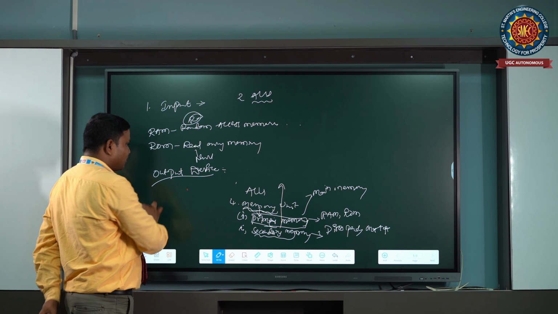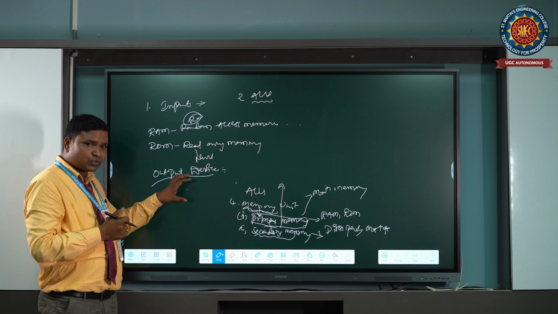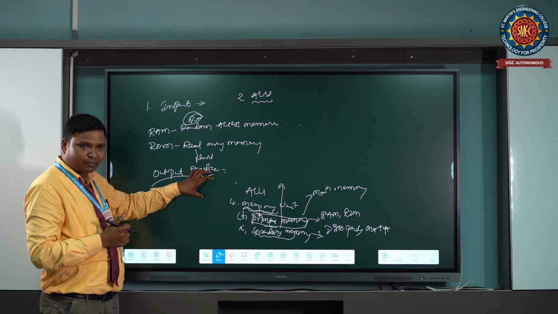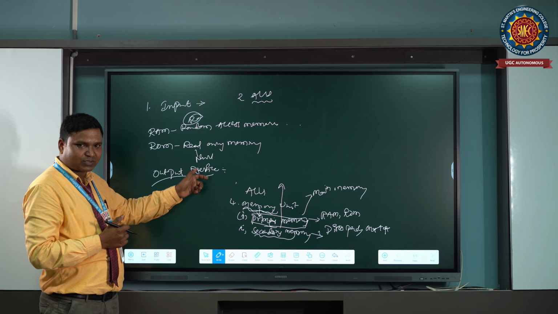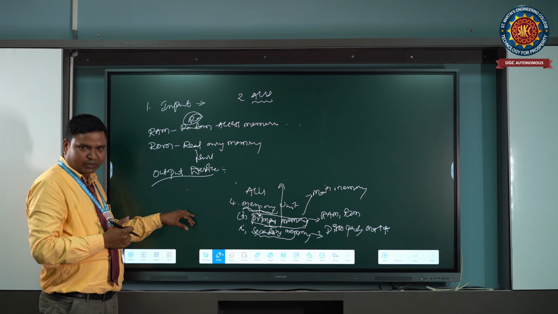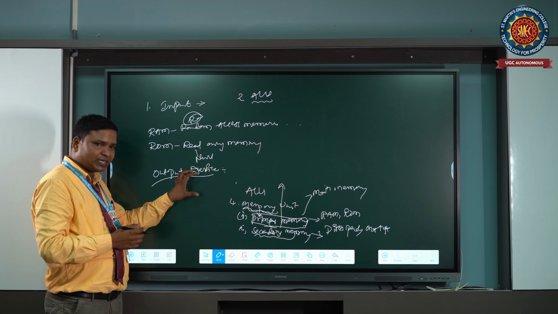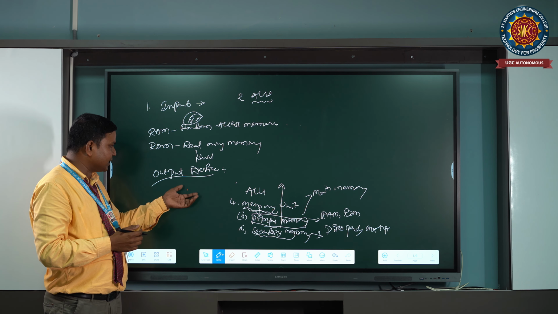So what is the output device? What are the examples of output devices? Before displaying the data on the desktop or system or whatever it may be, the data will be stored in the memory unit. Registers are also there, so in the registers we can also store the data in temporary storage.